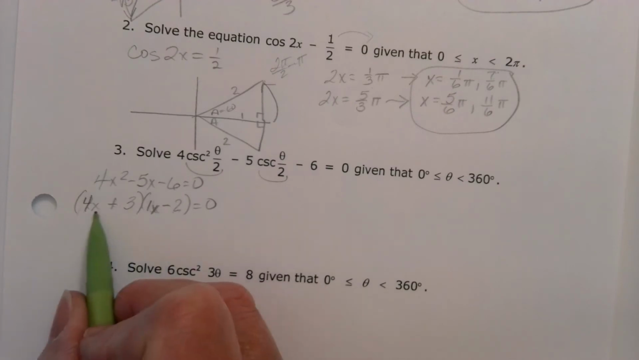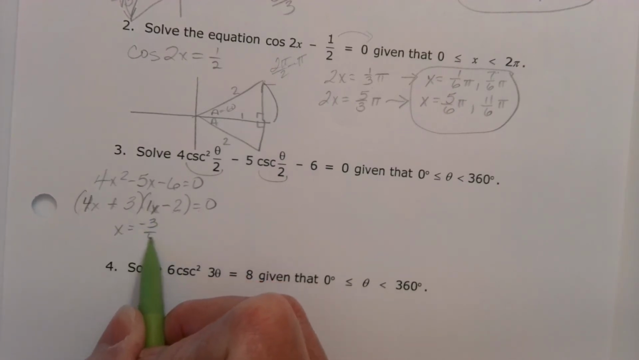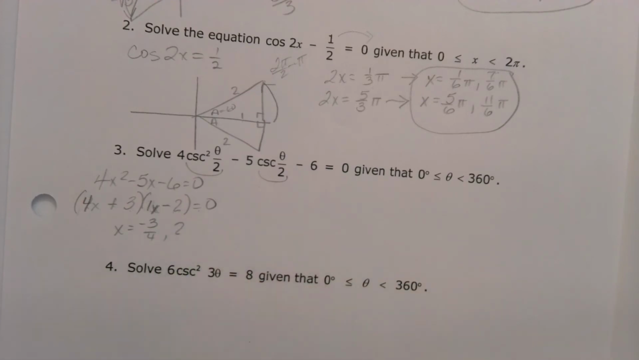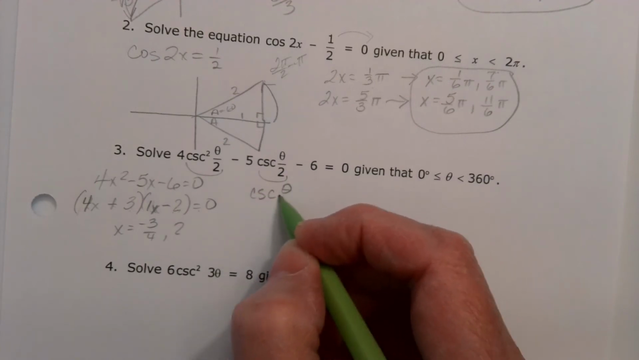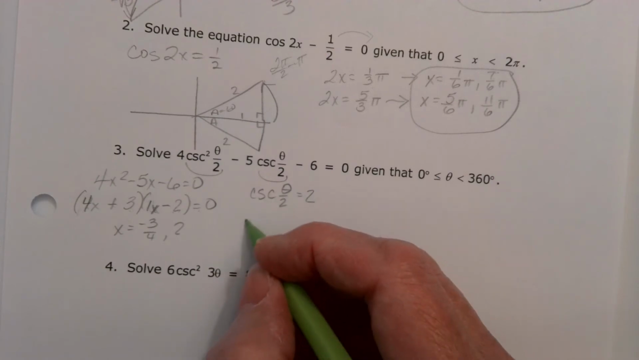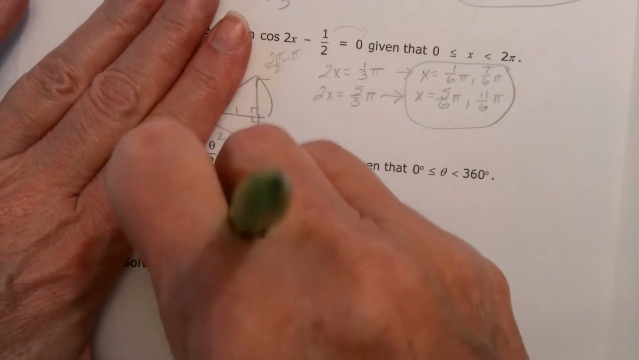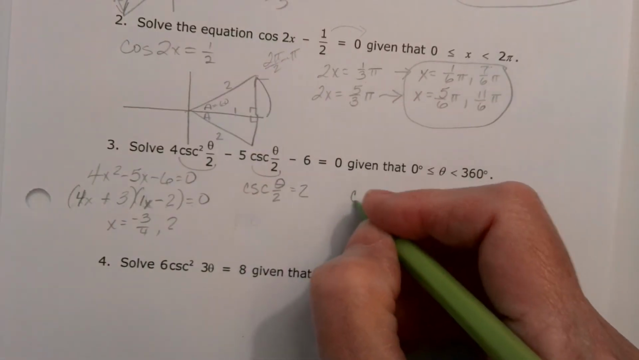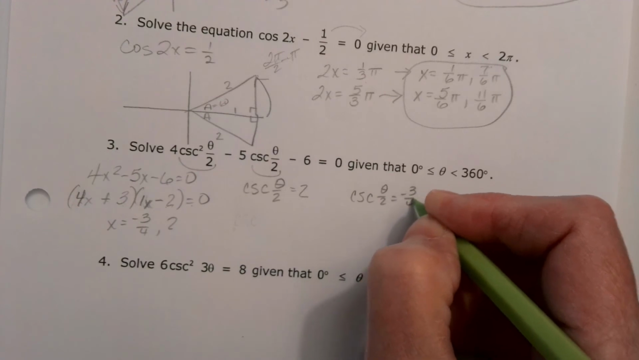So then I can take each one of these and set it equal to 0. I get x equals negative 3/4 or 2. Okay? So that means that the cosecant of theta over 2 is going to be either a 2, or the cosecant of theta over 2 is going to be a negative 3/4.